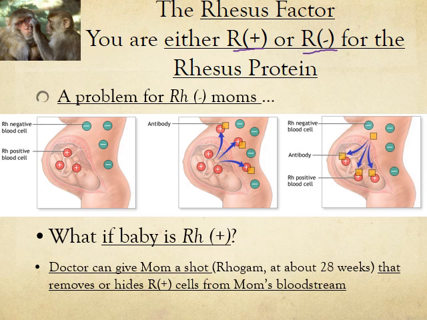Now, due to the modern marvels of medical science, we can fix this. Doctors can give mom a shot of something called Rogam at about 28 weeks. And what that does is it hides or removes the Rh positive cells from mom's bloodstream. So basically, they're disguising the baby's Rh positive blood cells, so the mother's antibodies won't perceive it as a threat.